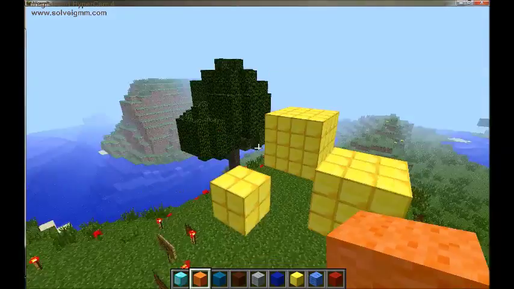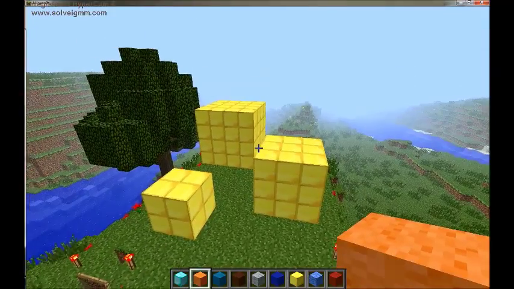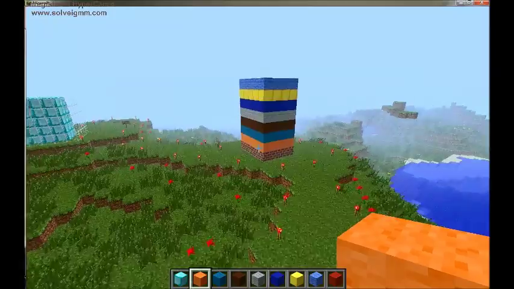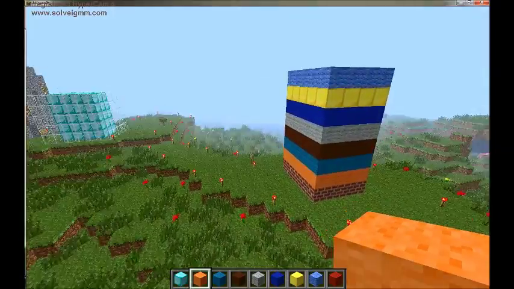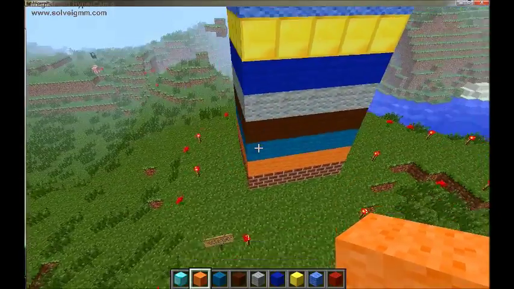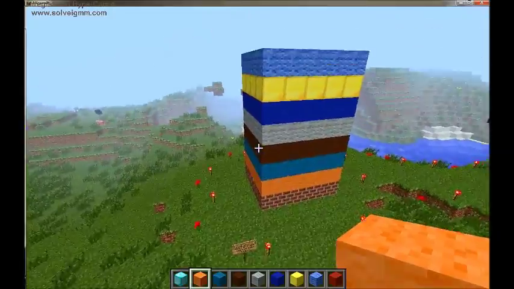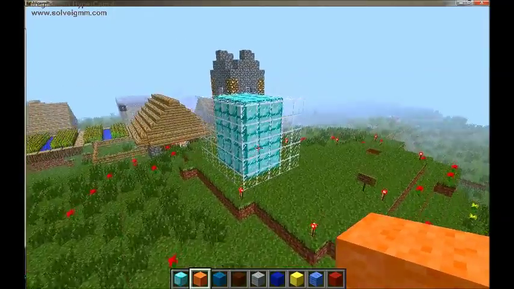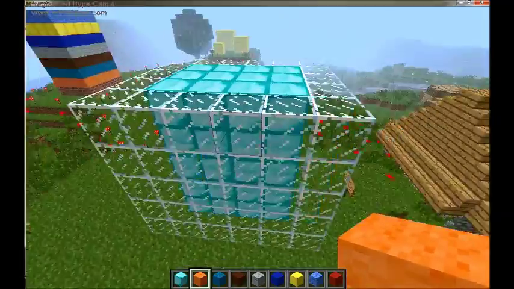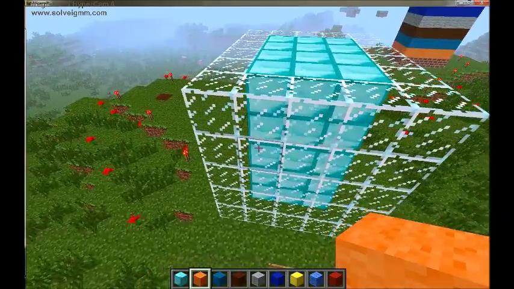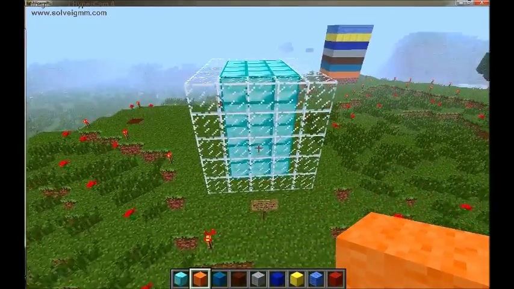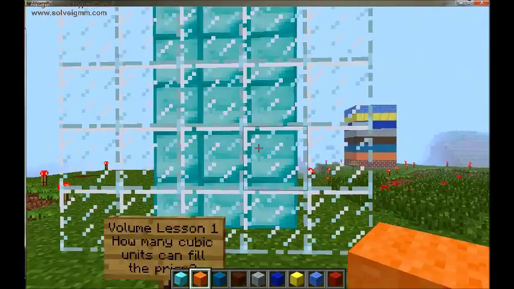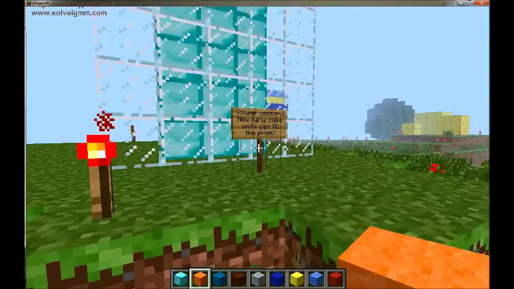Length times width times height. If you have a cube, those are all going to be the same, so it's just going to be the same number multiplied times itself 3 times. You can think of it as the area of the base times the height. And just remember, the volume is how many cubic units it takes to fill something, or how many cubic units of space something takes up.